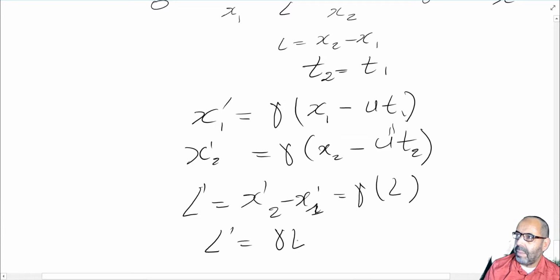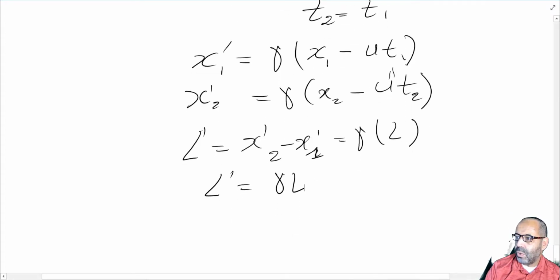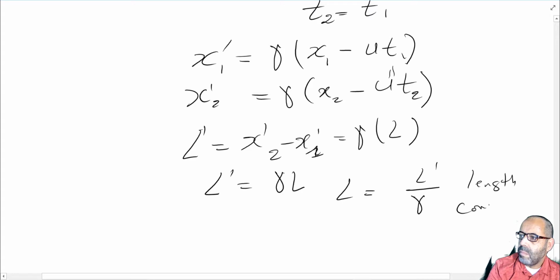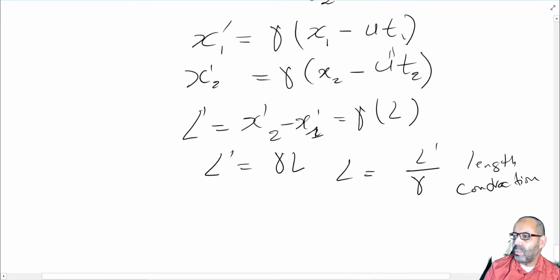I just argued that gamma cannot be less than 1, it is always greater than 1. And from my vantage point, the length L is equal to L prime, as measured in the prime coordinates, divided by gamma. So I'm dividing L prime by a larger number, so this is the length contraction. Length appears smaller. So as objects move faster and faster, closer to the speed of light, their length appears to be smaller and smaller.